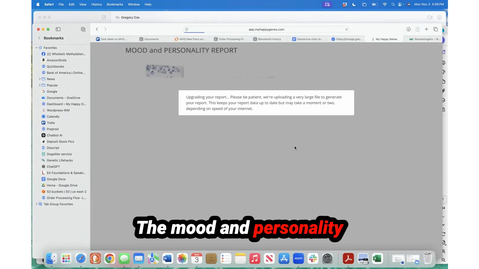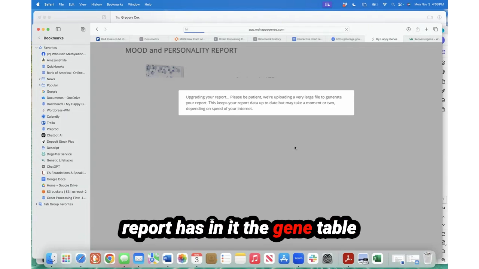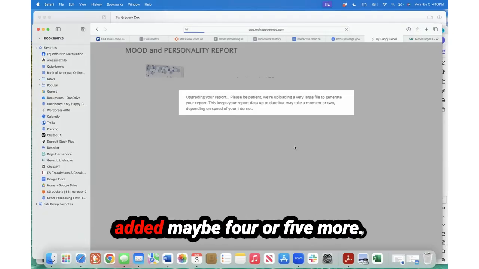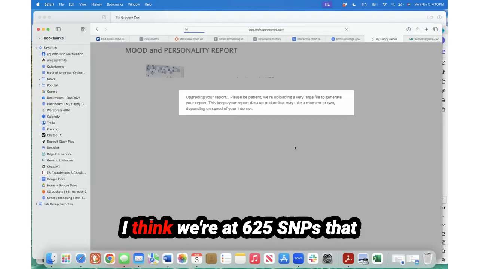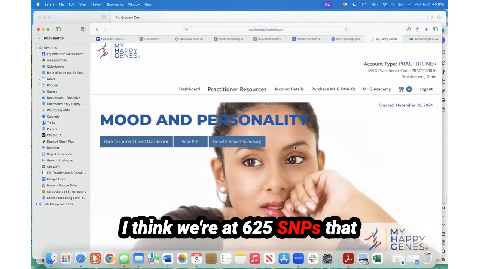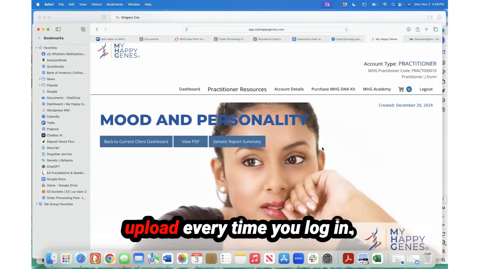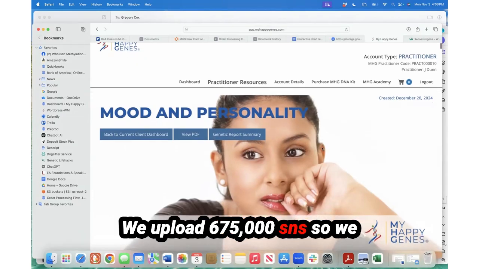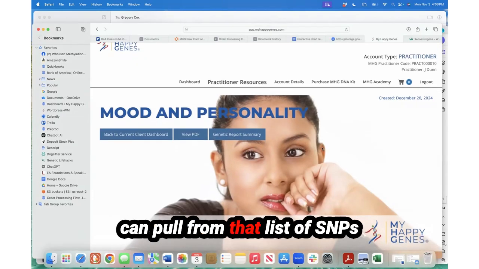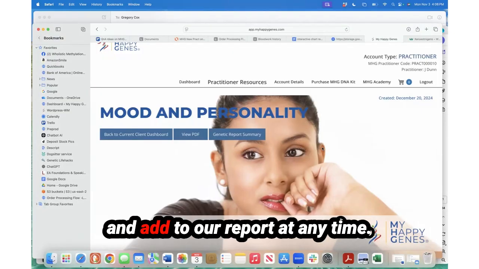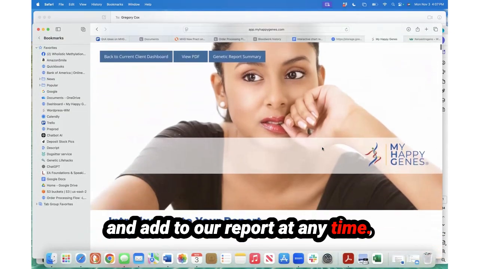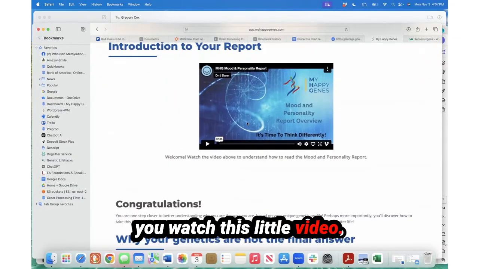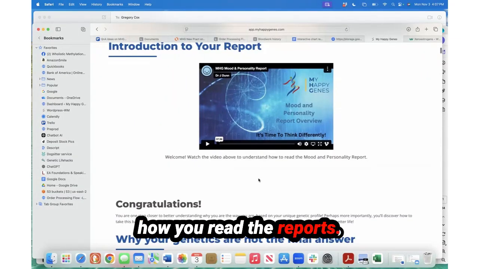The mood and personality report has in it the gene table, all of the genes that we test for. Currently, I think I've just added maybe 4 or 5 more. I think we're at 625 SNPs that we report on, and every time you log in, we upload 675,000 SNPs so we can pull from that list of SNPs and add to our report at any time. When you start to look at your information, make sure you watch this little video because it does go over how you read the reports.